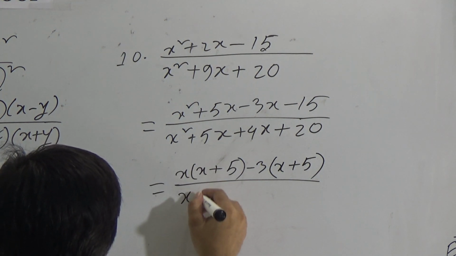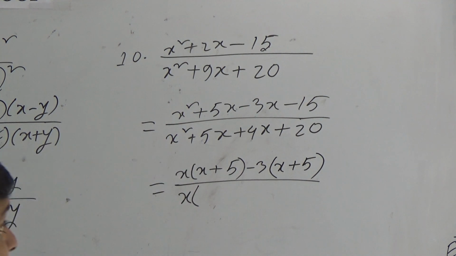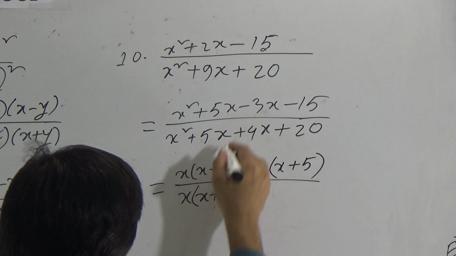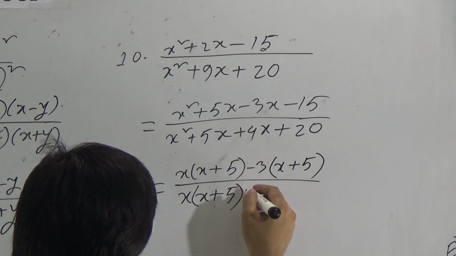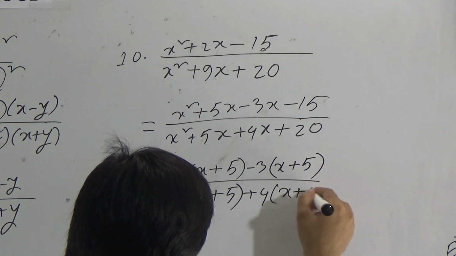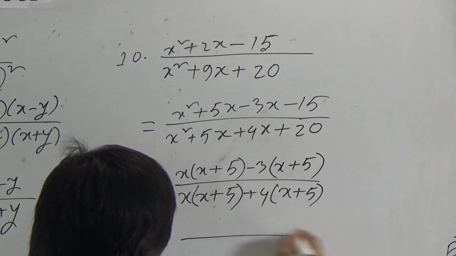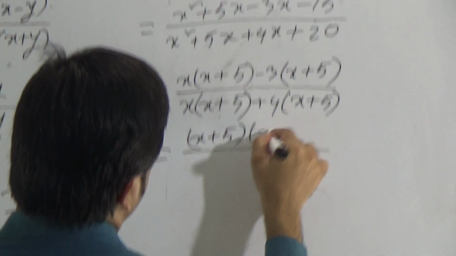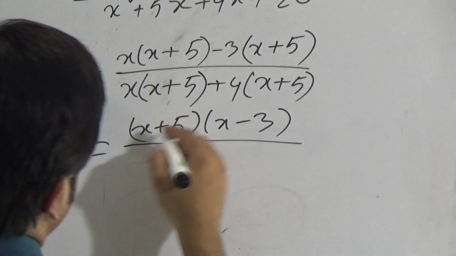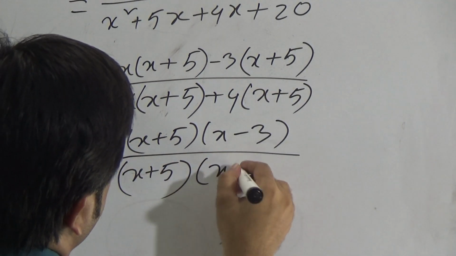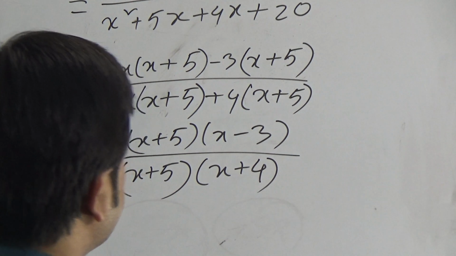Now again take x as common from the first two terms of denominator. Here x will remain and 5 will remain in the second term. Now take 4 as common, we will get x plus 5 again. So take x plus 5 as common in the numerator, x minus 3 will be another factor. Take x plus 5 common in the denominator, x plus 4 will be another factor.